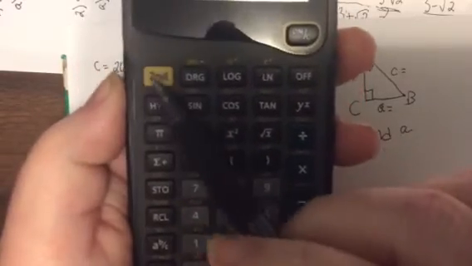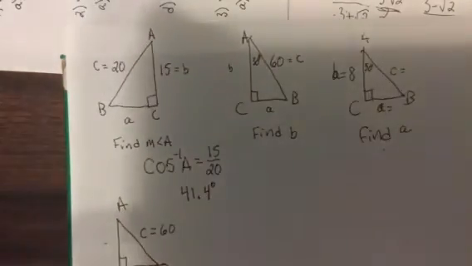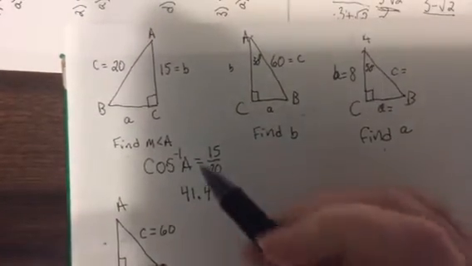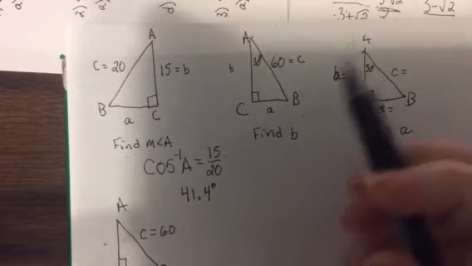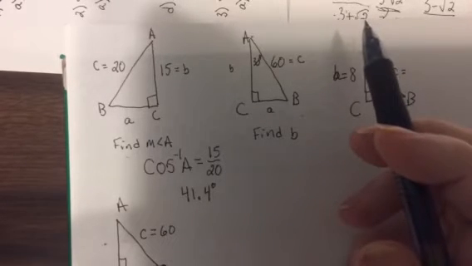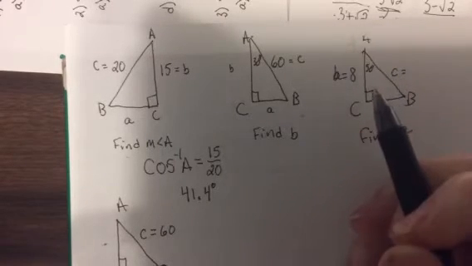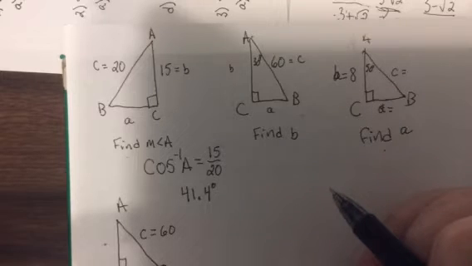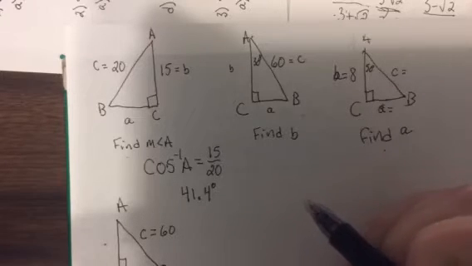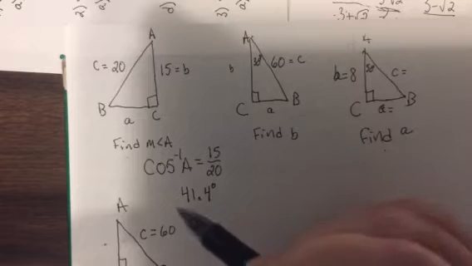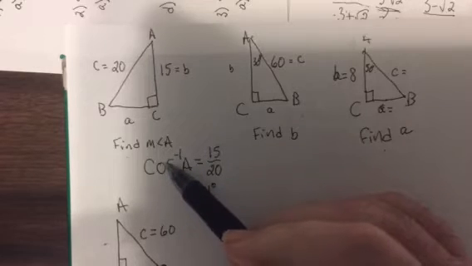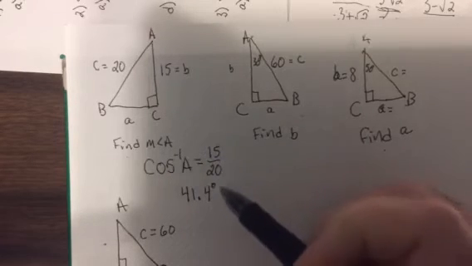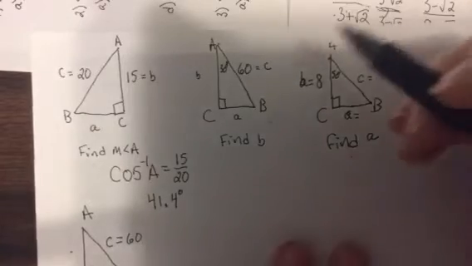So what I did is you have to go 15 divided by 20 equals, then second cosine. Now, for the iPad, first, you'd make sure it's in degrees. So you hit the little wrench button, then put it in degrees, then go down to functions, and then you hit trig, then you hit this button, and then just 15 over 20. So let's try the next one.